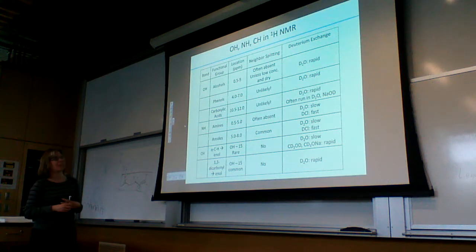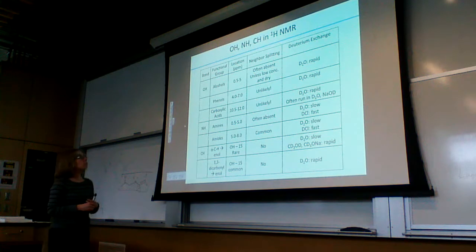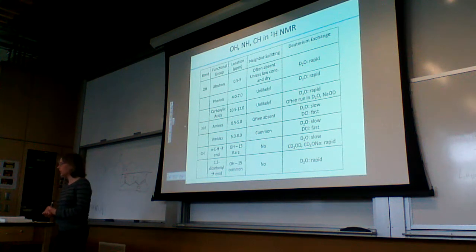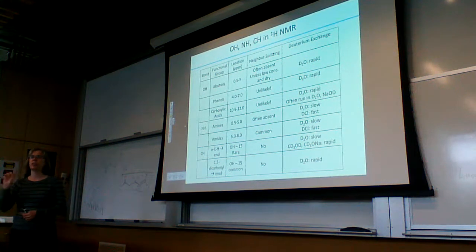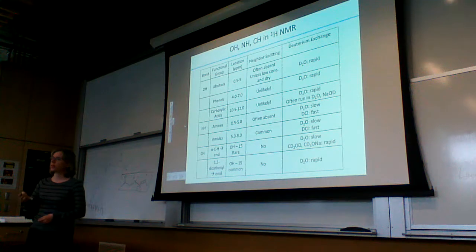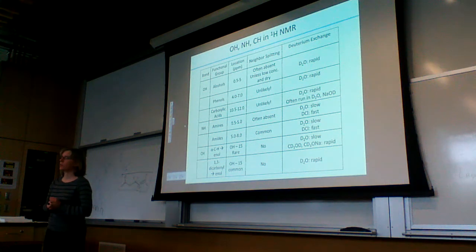The best test for whether it's going to be an alcohol or not in proton NMR is to do the deuterium exchange and see if it swaps out. So an alcohol or a phenol, you add a drop of D2O, it's going to be a very rapid exchange between the deuterium and the hydrogen on the alcohol, which we've already talked about, and you end up getting rid of the alcohol signal.